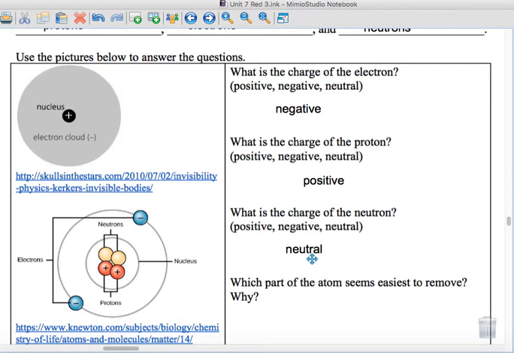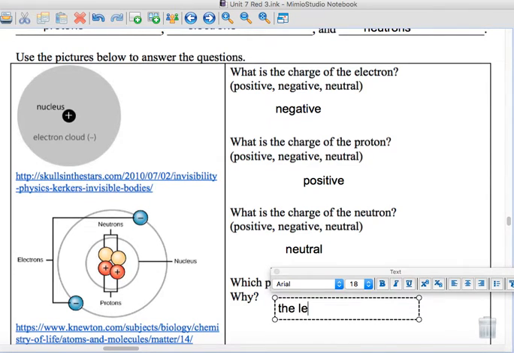Neutron, neutral. Which part of the atom seems easiest to remove? Well, if you look at this picture again, you've got the protons and neutrons in the middle. They're all clumped together in the middle. But you've got these electrons that are spread out and roaming around the outside. So the easiest one to remove, the easiest one to grab, would be these guys on the outside, the electrons. Because they are farther out.